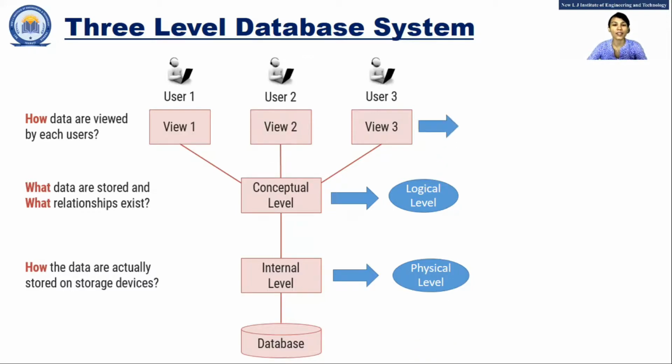And the last level is the view level, which is also known as the external level. It covers how data is viewed by each user after the database is made. Whatever you see or access as a user is known as the external level. So the next topic is data abstraction.